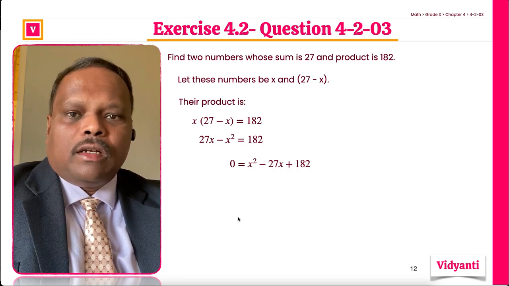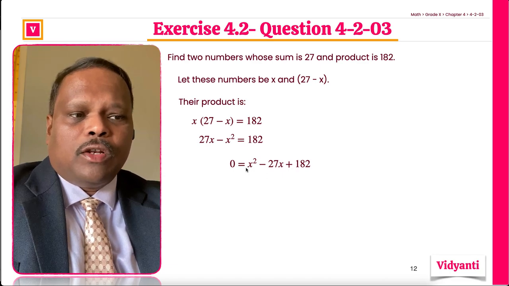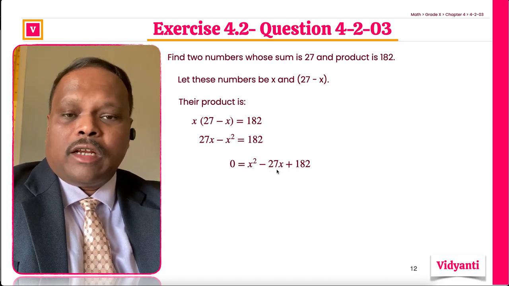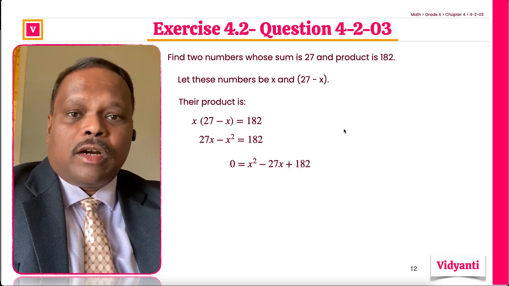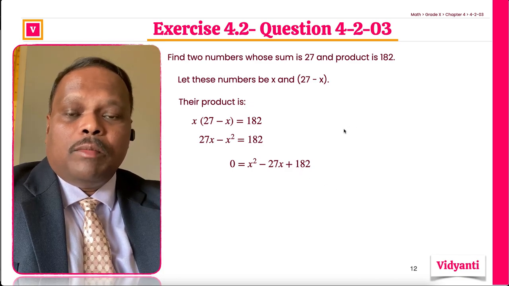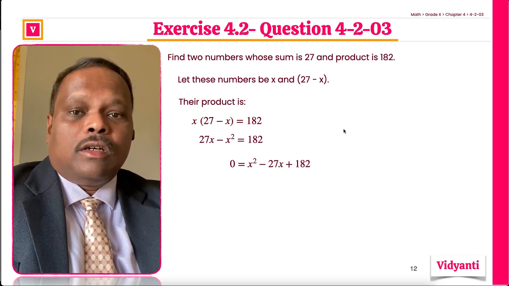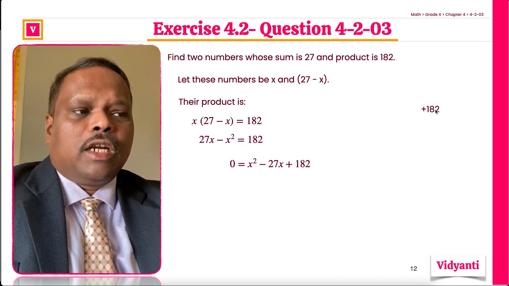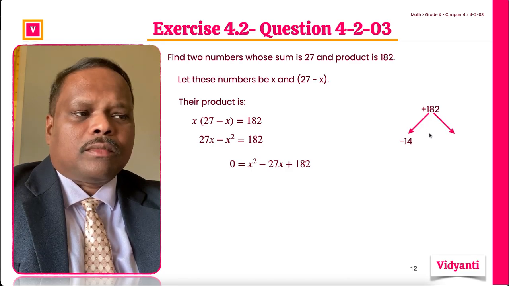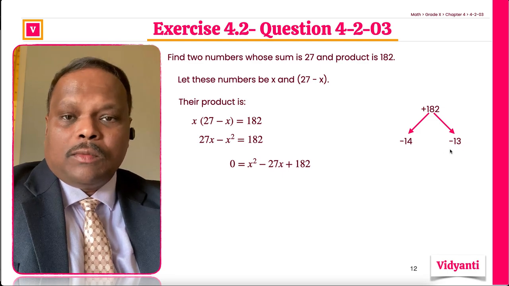Now we can use the quadratic formula because we know the value of a, which is 1, b is negative 27, and c is 182. We can plug in the values of a, b, and c, and get two values of the solutions. Or if you prefer, you can take 182 as a separate value. Remember, there is no coefficient with x square, so you can take only 182, separate that into two parts, and the two factors come out to be minus 14, minus 13.